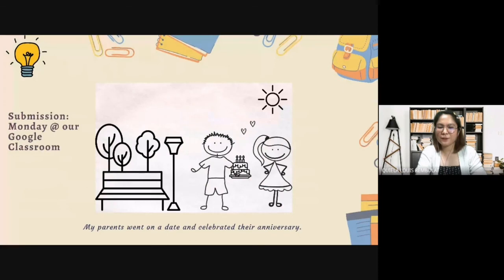So here is an example of the artwork for the assignment. This is made by my previous student in the other section. So you can see here his drawing. We have the sun, the street lamp, and the candle. So he incorporated these sources of light in the daily living of his parents. Under it, he wrote: my parents went on a date and celebrated their anniversary. So just like this one, you will create your own drawing. Is that clear? Okay, thumbs up. Very good.